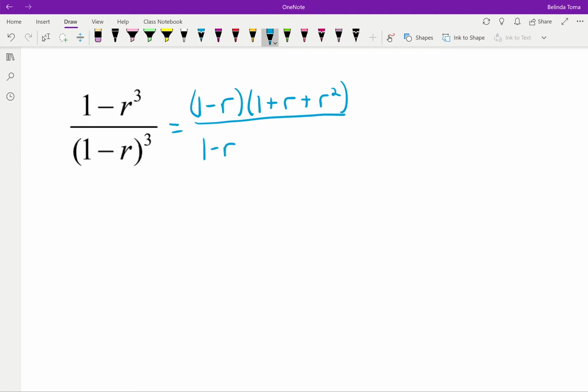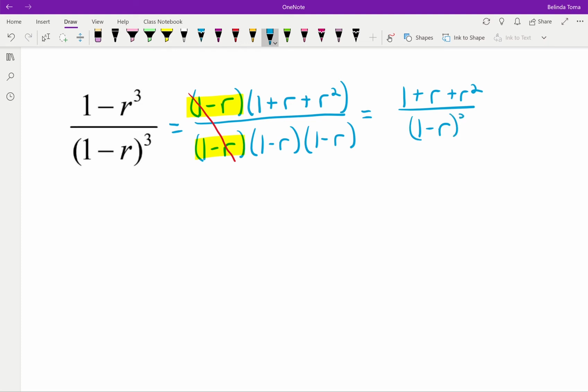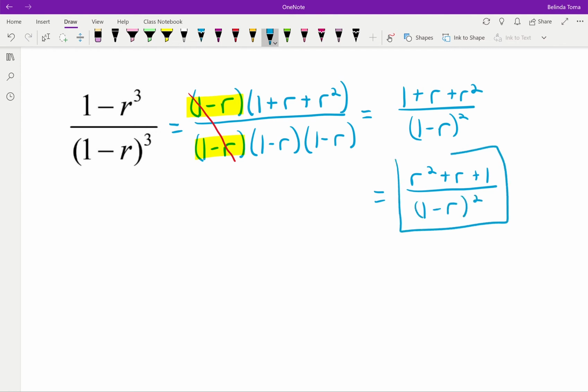My denominator, though, is 1 minus r times the quantity of 1 minus r times the quantity of 1 minus r. So here we have a binomial match in the 1 minus r. We can cancel those once they're in factored form, and we're going to be left with 1 plus r squared over 1 minus r quantity squared. Now, if you wanted to, you could put that in standard form in the numerator. Remember that trinomial is not going to be factorable, and this would be our simplified answer.